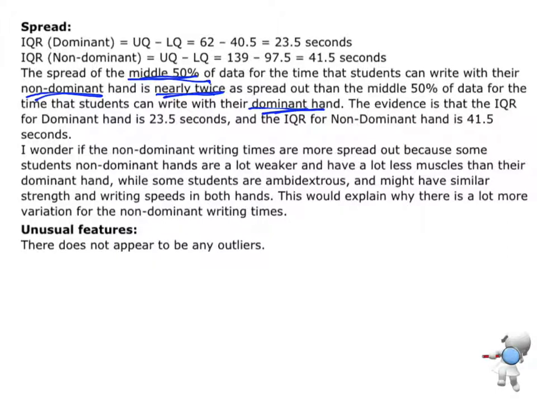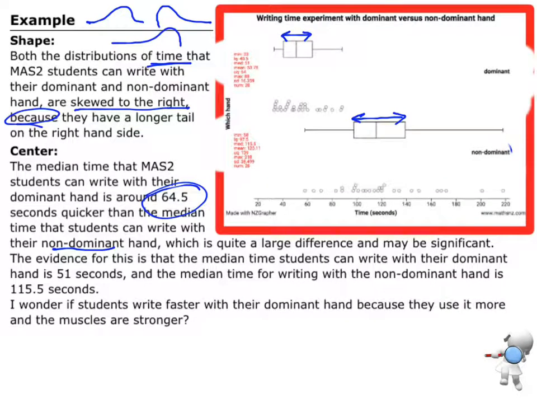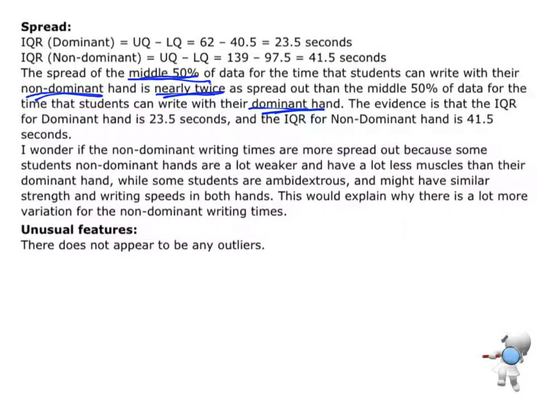All right. Now, in terms of evidence, I need to find the interquartile range. Now, remember, a formula for interquartile range is upper quartile minus lower quartile. So I'm going to look at my lower quartile and my upper quartile, subtract those two numbers, do the same for my non-dominant, upper quartile minus the lower quartile, and that's the calculations I've got there. So there's my 41.5 and my 23.5 seconds. So that's my evidence to back up what I've noticed about the spread.